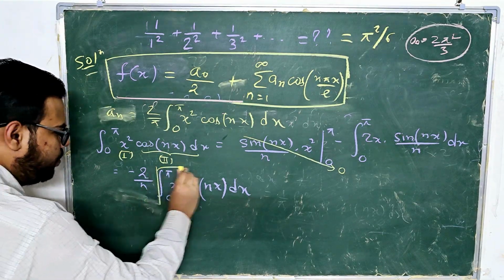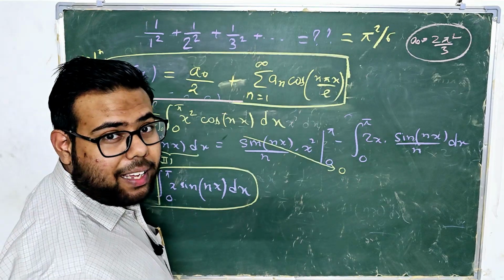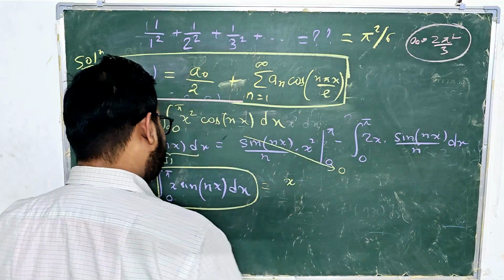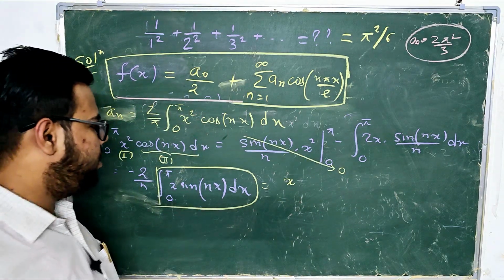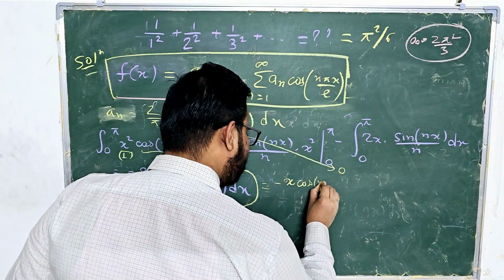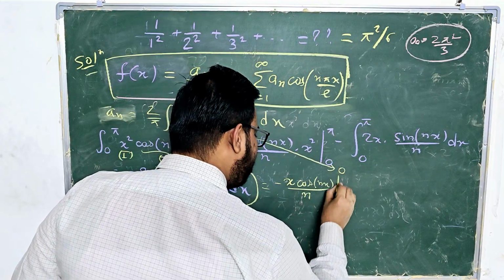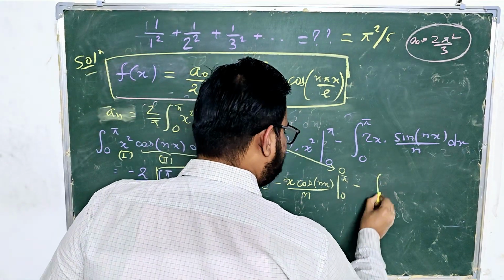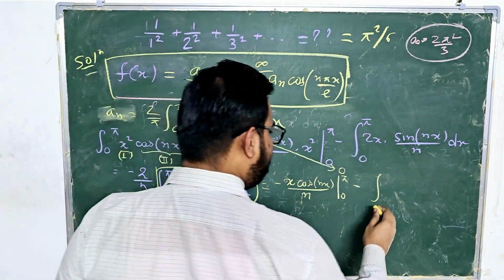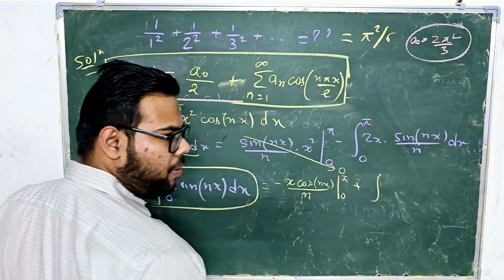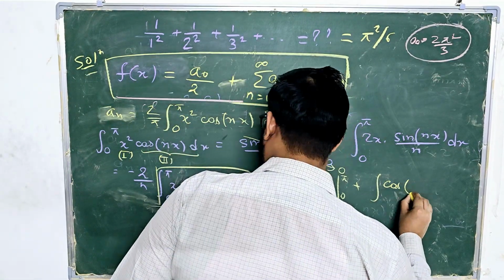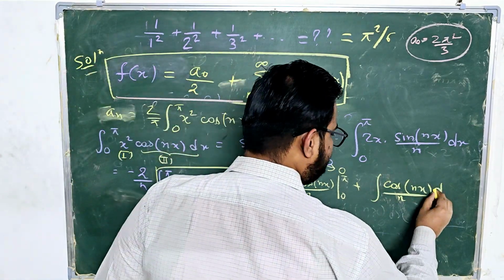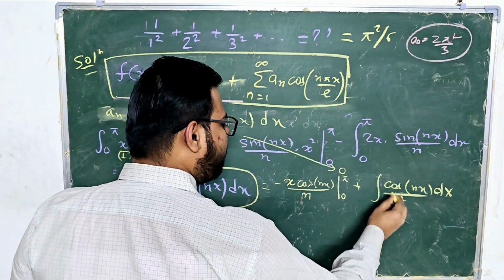Let's evaluate this integral now. What you get? So again you will apply integration by parts. You will get x times, what is the integral of sin nx? It is negative cos nx divided by n, evaluated from 0 to pi, minus, what is the derivative of x? It is 1. And what is the integral? It was negative, so this will become positive, cos nx by n, correct, dx, evaluated from 0 to pi.